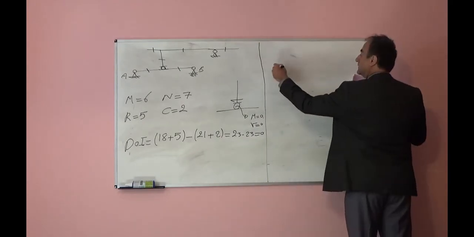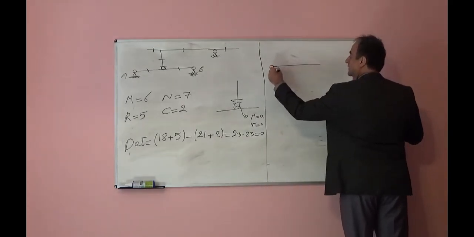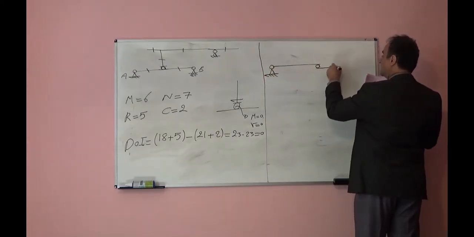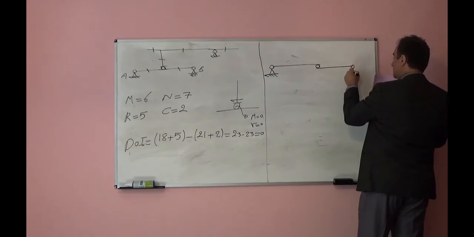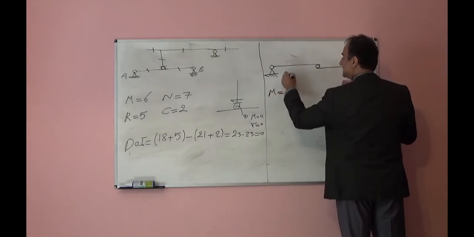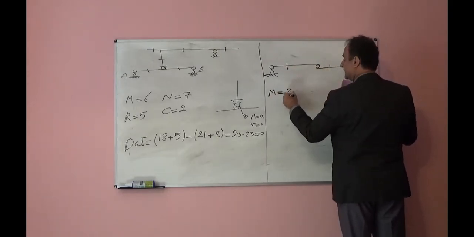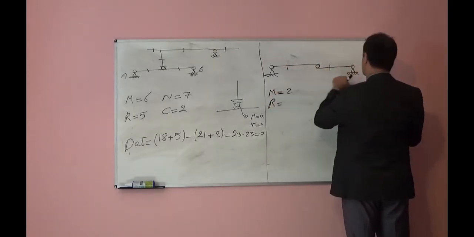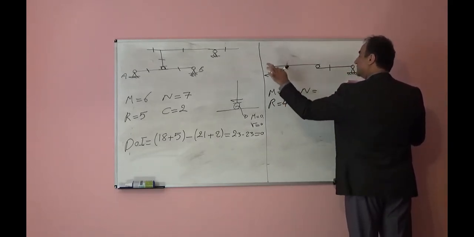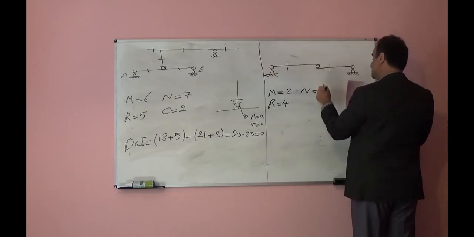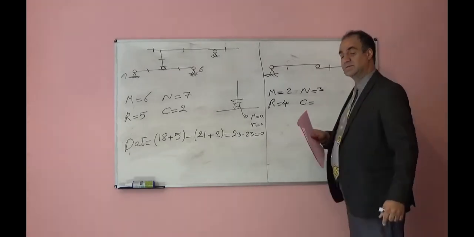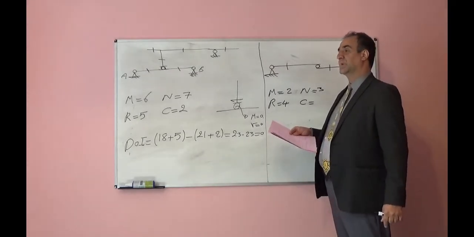Next one, we have this beam. Okay, how many members do we have here? 1, 2 members. Reactions, hinge support, 2 plus 2, 4. Number of nodes, 1, 2, 3 nodes. C, it is not an internal hinge, it is an internal roller.